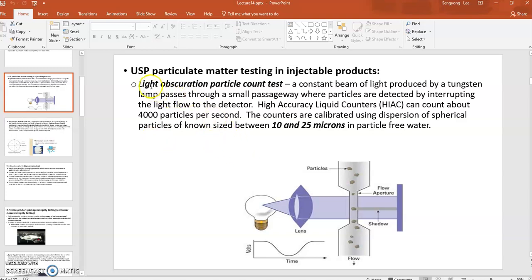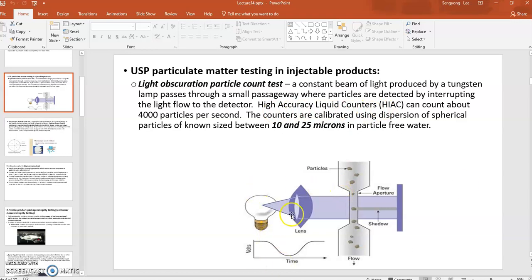So according to US Pharmacopoeia, for particulate matter testing in injectable drugs, they recommend these two methods. Number one method is called the light obstruction or obscuration particle count test. So you have to have a special device called HIAC. That stands for high accuracy liquid counter.